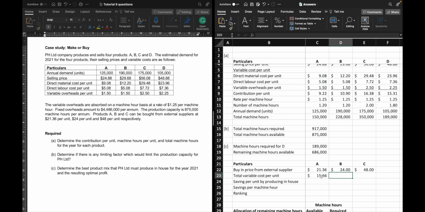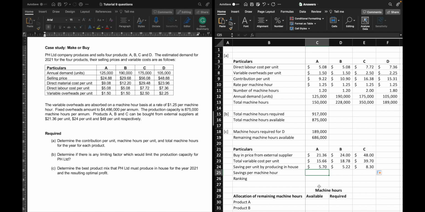The variable production cost of product A in-house is 15.66, product B is 18.78, product C is 39.7. Next, we will try and determine what is the saving in cost by producing in-house. So now we see that we save $5.70 by producing product A in-house per unit. Product B we save 5.22 per unit by producing in-house, and product C we save $8.3 per unit by producing in-house.